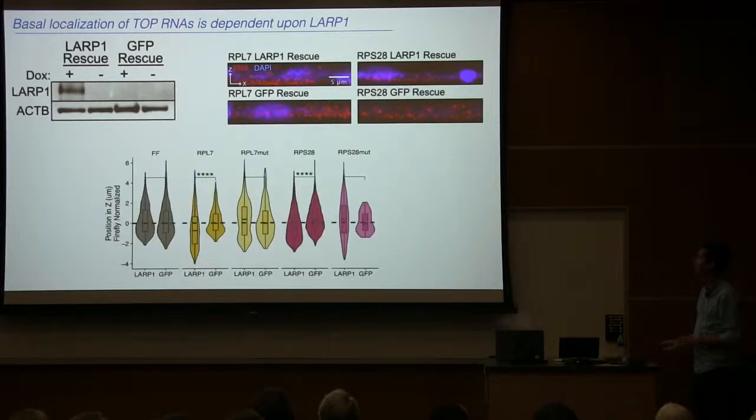And the same thing is true with RPS28. Again, quantified here. If there's LARP1 in the cell, these reporters are very basal. If there's no LARP1, they're not basal. So again, these 5' TOP motifs require the presence of LARP1 for their localization. In these two very different cell types, neurons and epithelial cells, something I might have forgotten to mention, our neuronal system is mouse, these epithelial cells are human. So all of this stuff is cross-species too.